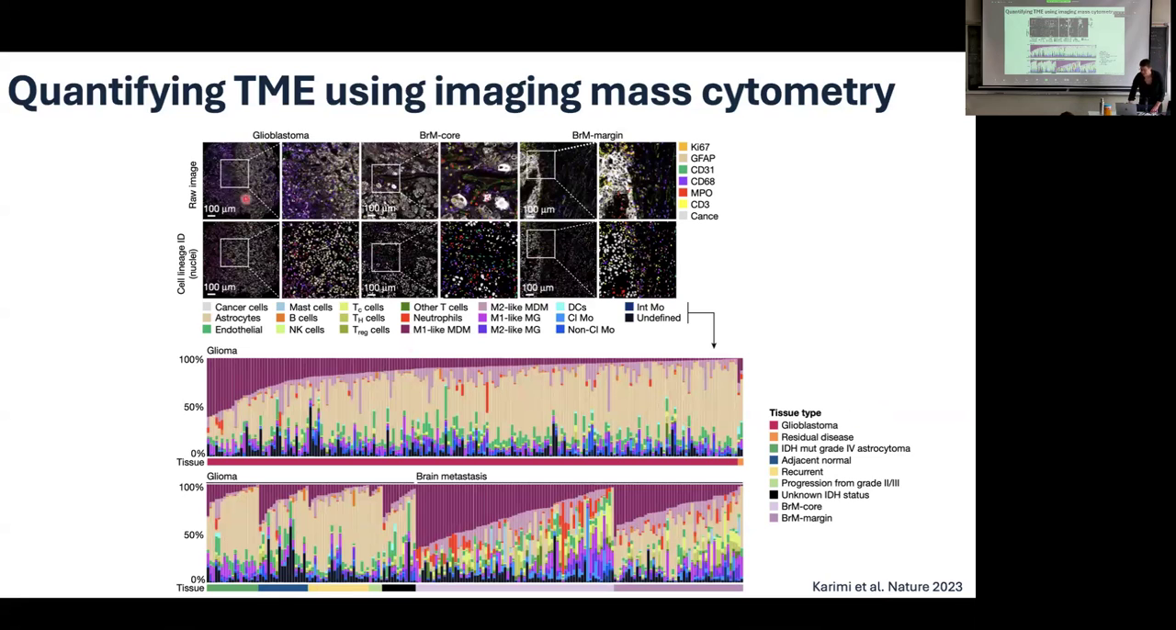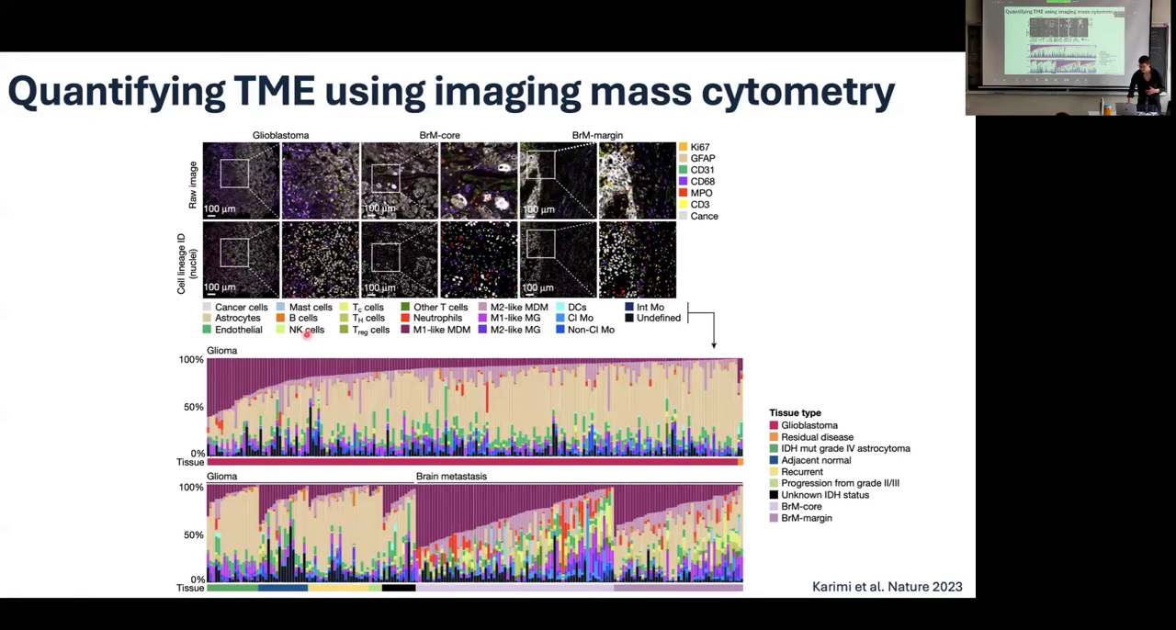So here are some examples from their recent paper in Nature, where they looked at glioblastomas, brain metastases in the core, and brain metastases at the margins. And they labeled a variety of different cells, but you can see here you have different types of microglia, so M1 types or like, M2 like. You have different types of T cells, but they can also look at T regulatory cells, they can look at T helper cells and cytotoxic T cells. So you can really get into detail about where these cells are with respect to the domain.